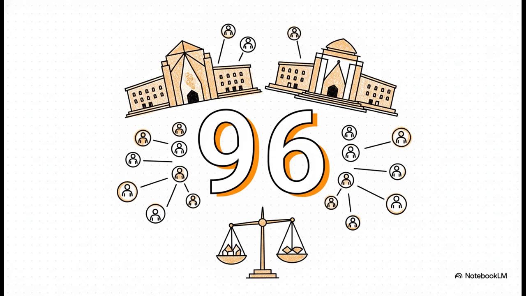So how exactly does this balance work in practice? Well, it all starts with this one number, 96. That's the total number of seats in the Senate today. But honestly, the total number isn't the most important part. The real magic is in how those 96 seats are divided up.